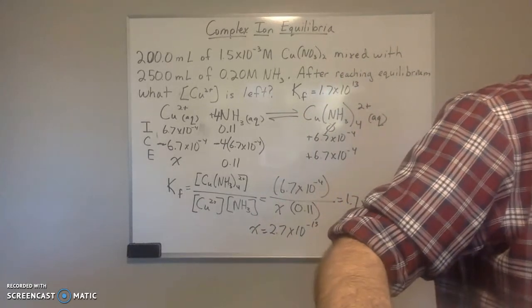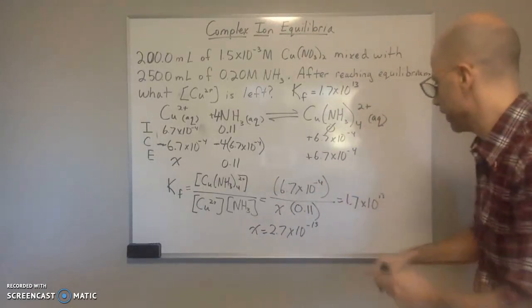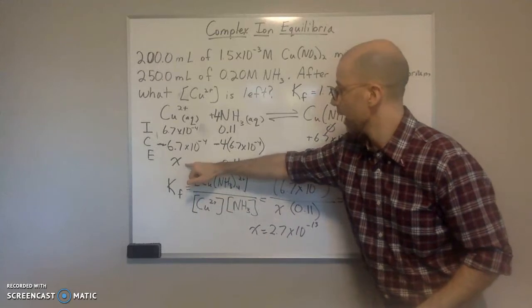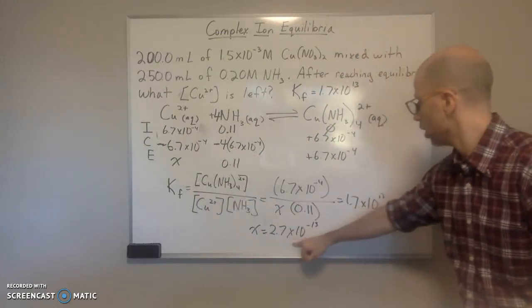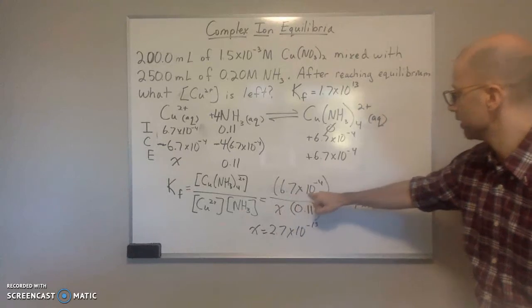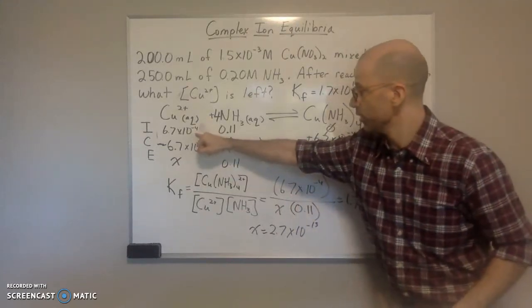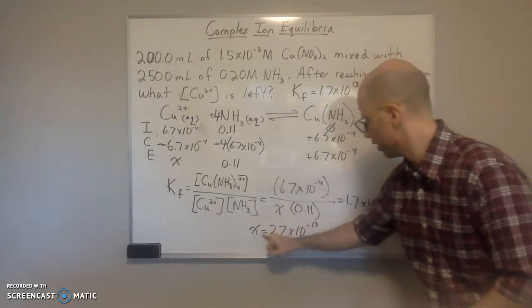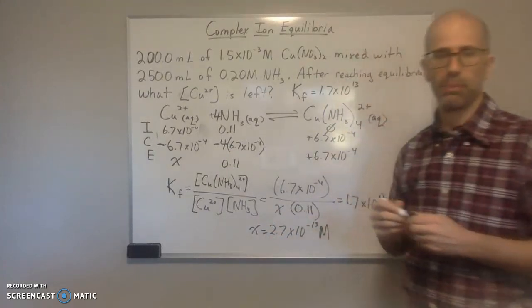And let me double check. And so we can see here that X is going to be the amount of copper 2+ left over. We can see that this is much, much smaller than the 6.7 times 10 to the negative 4 concentration that we started with, right? So we could say this is a valid approximation. So this is the molarity of the copper left over.